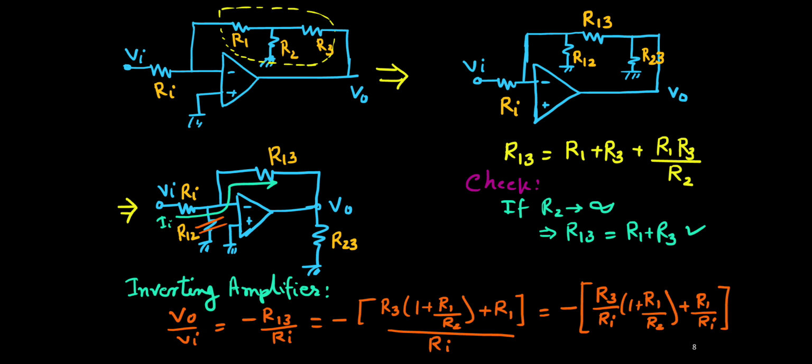So if I rearrange this one, so you see these first two terms I have considered first. R3 I have taken common from here. Then it is 1 plus R1 upon R2, this part, and then it is R1. You see, then if you divide by Ri, you will find that R3 upon Ri times 1 plus R1 upon R2 plus R1 upon Ri. So it's proved, right? So this is the first method.